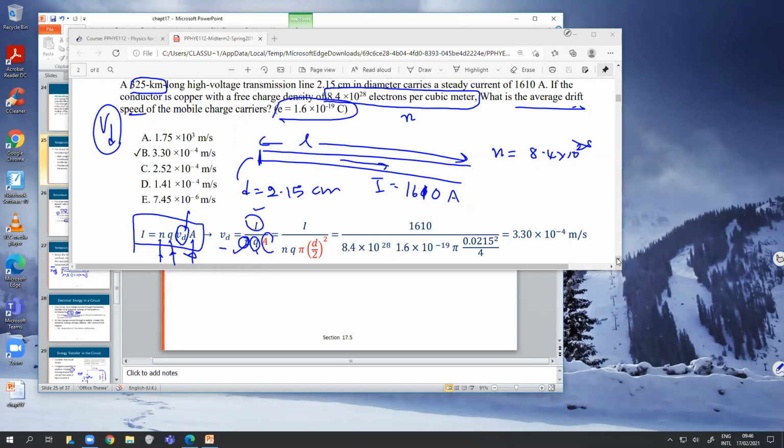And the area is the cross section through which the current is flowing. A wire is like a thin cylinder, right? The cross-sectional area of a wire is a circle, so it is given by pi r squared. R is not given, but the diameter is given, so R is the diameter divided by 2. It's a matter of substitution.